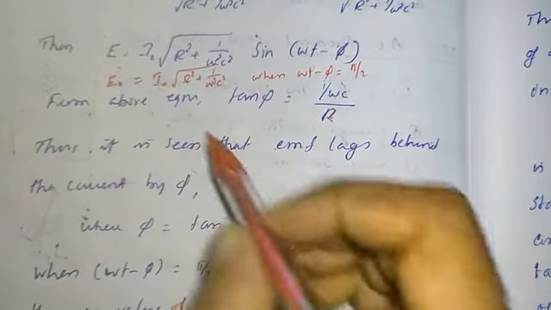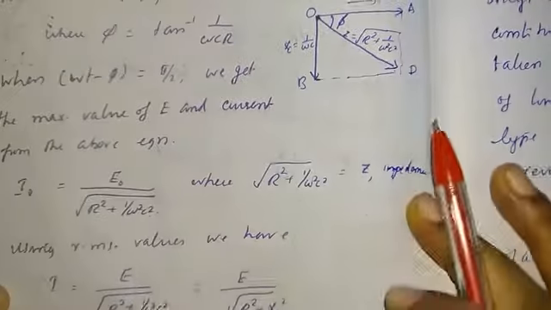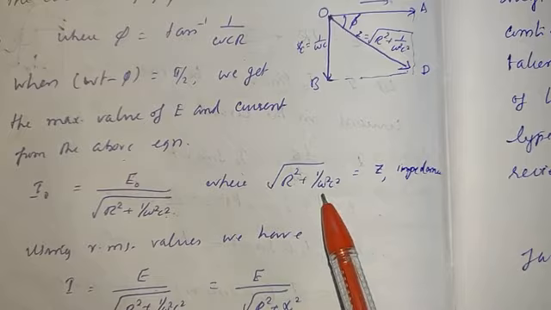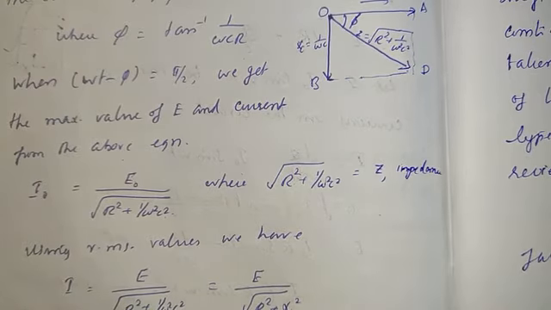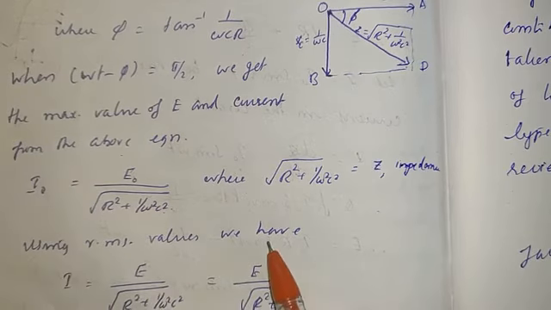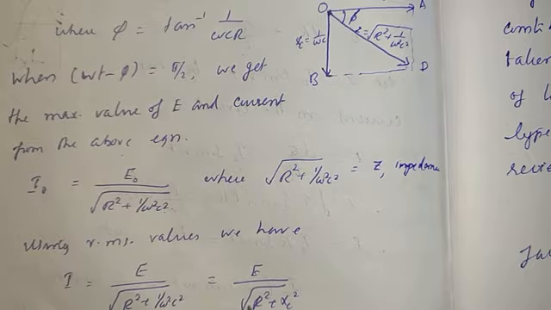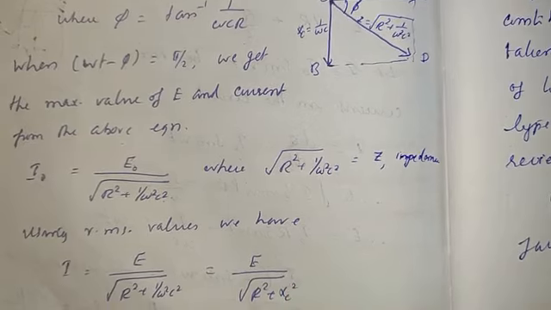This is the maximum value of voltage. From this, I0 is E0 divided by the square root of R square plus 1 by omega square C square, where this term represents the impedance of the circuit. Using RMS values, we have I equal to E by the square root of R square plus 1 by omega square C square. Here 1 by omega C is nothing but the capacitive reactance, which is Xc.